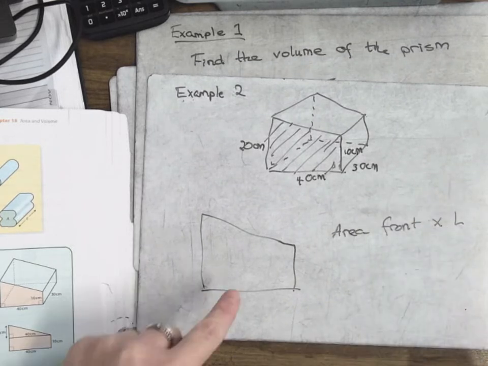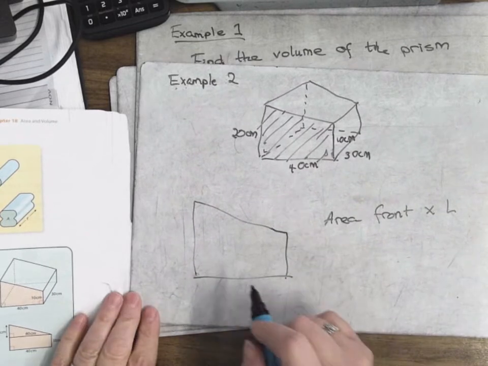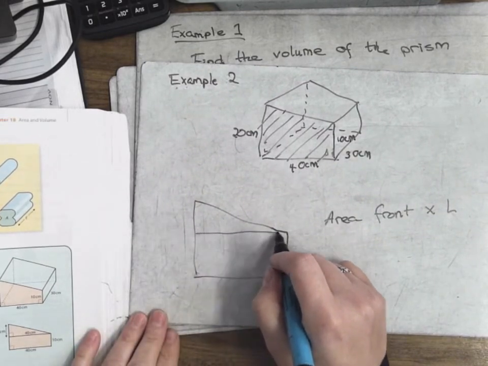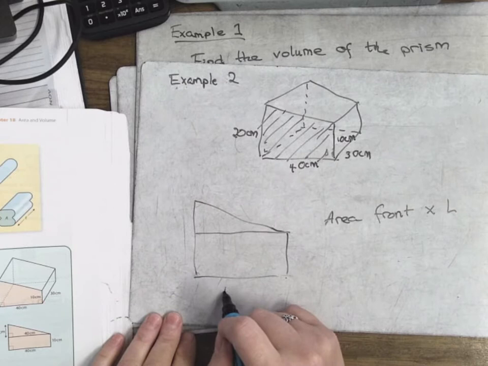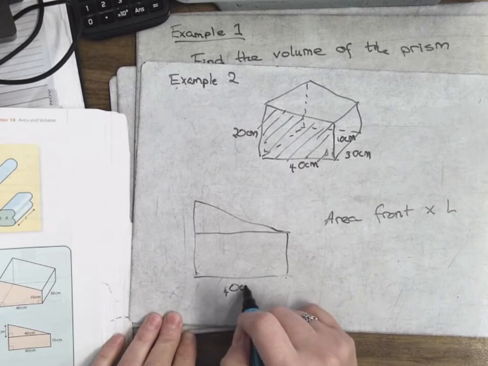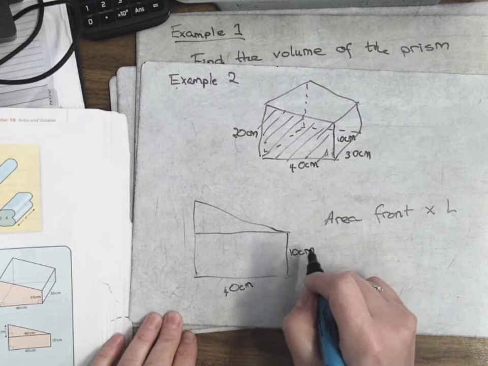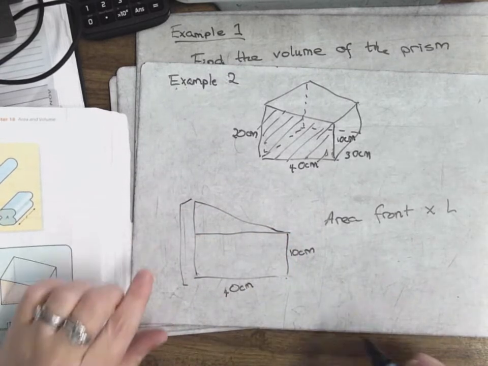Okay, now the front, that's the front. The front is a weird looking shape, but I don't do weird looking shapes, but what I can do is break it into what? A rectangle and a triangle, can't I? Okay, so this measures 40 centimeters. This height here is 10 centimeters. Now, the whole height here is 20 centimeters, right?